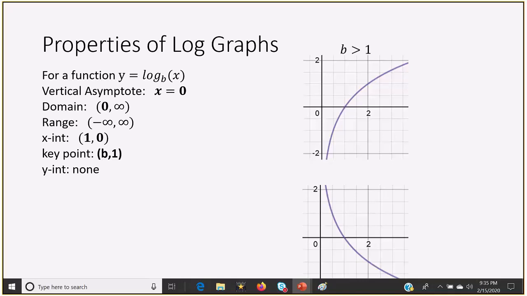This is the graph. The top one is if your b is greater than 1. And the bottom one is if your b is between 0 and 1, just like we had with exponentials. One is going to have that arcing curve to the right going up, and the other one's going to have that arcing curve going down to the right.